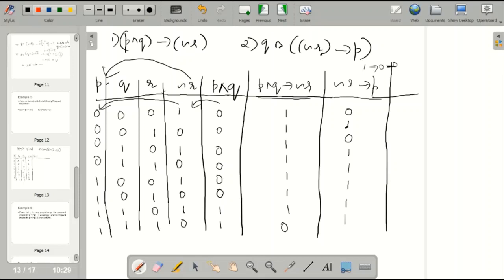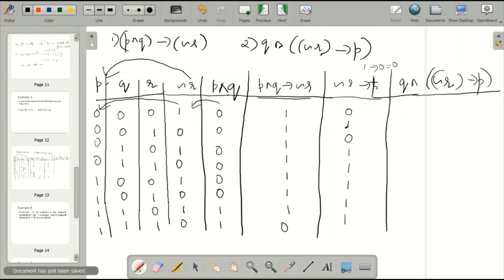Now we'll write this question as it is over there. So that is nothing but Q and negation of R conditional P. So what is Q and negation of R? So you just need to do AND with this operation, that is this and this, this and this. So what is that? Check where you have 1, 1. You have two 1s. Okay, so it will be nothing but Q and R, right?